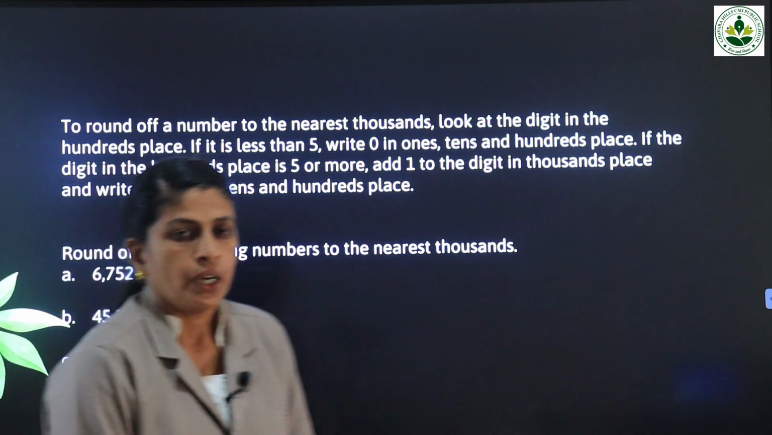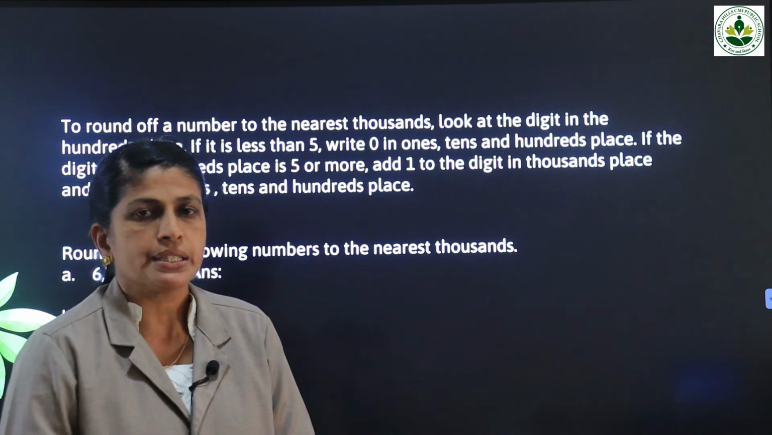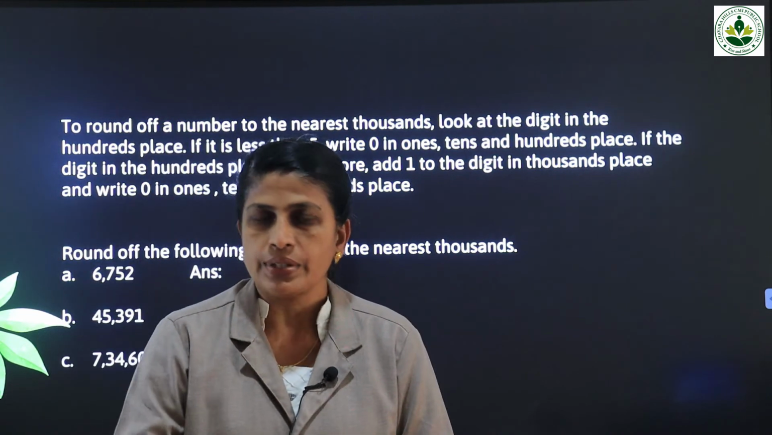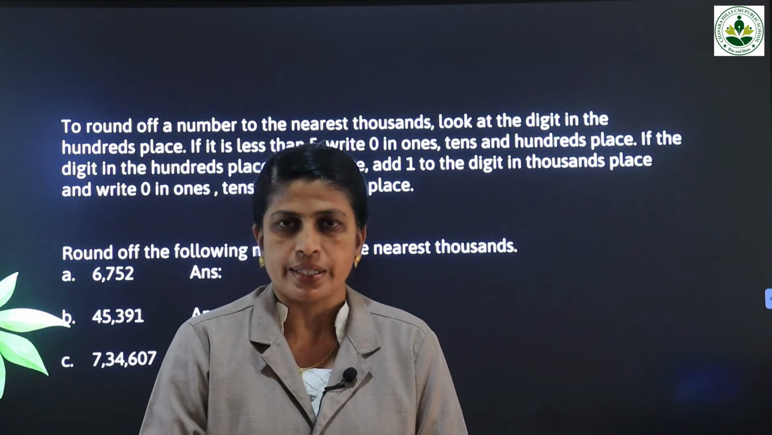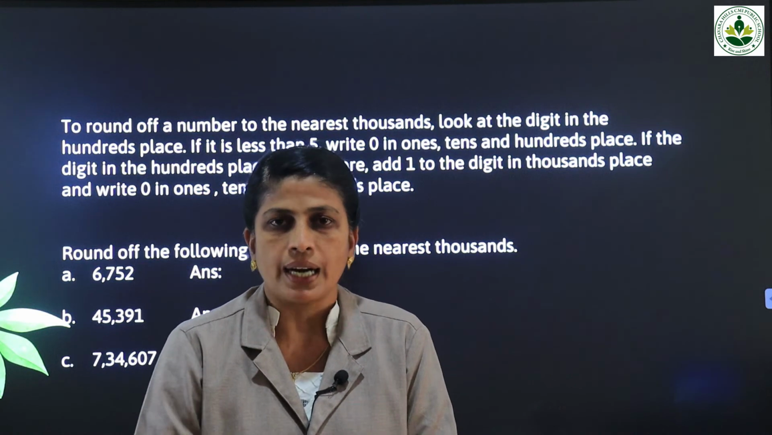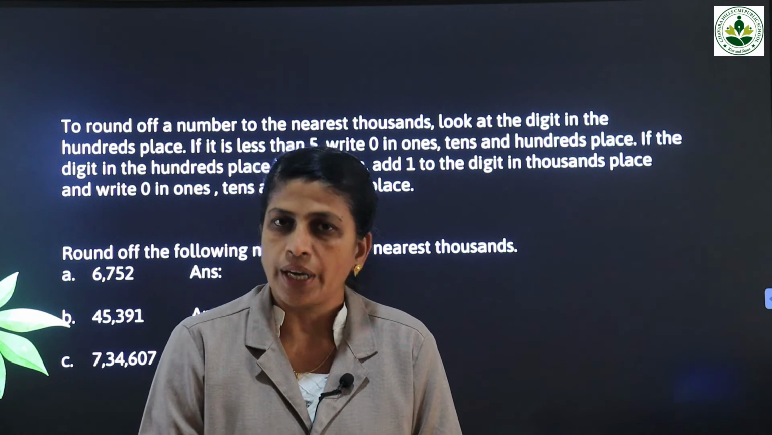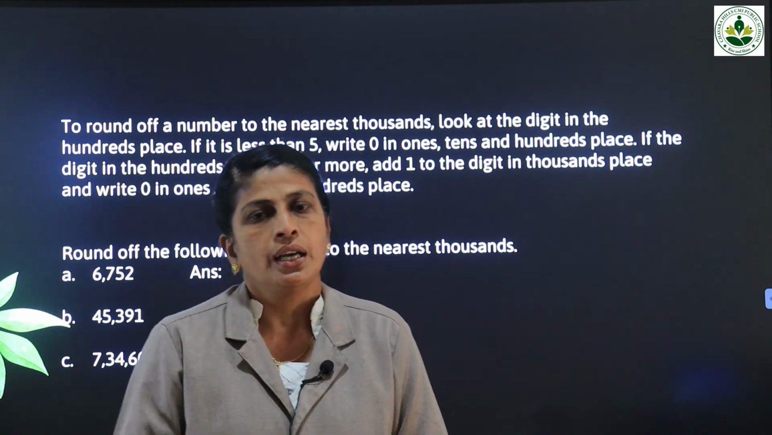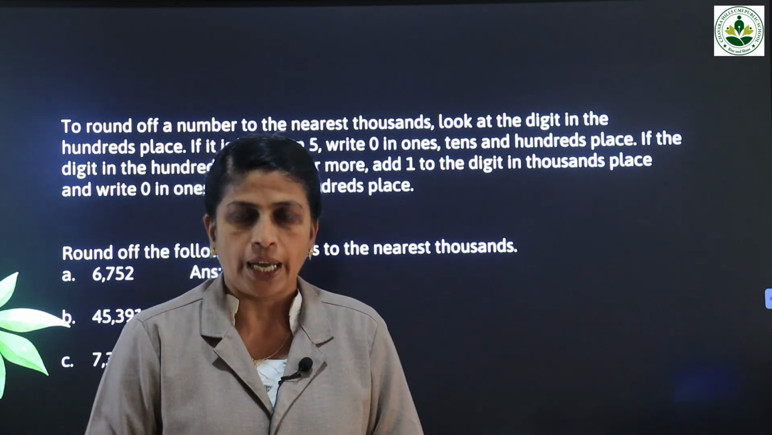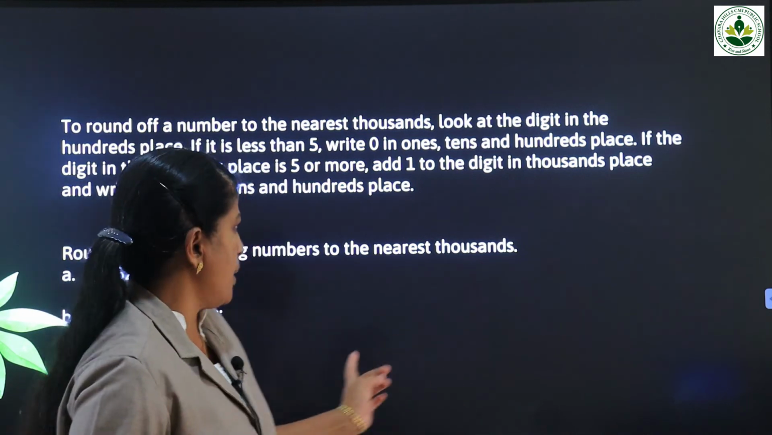Therefore, to round off a number to the nearest ten, what do we do? We check the digit in the ones place. To round off a number to the nearest 100, we look at the digit in the tens place. Like that, to round off a number to the nearest 1000, look at the digit in the hundreds place. Therefore, we can do some examples.